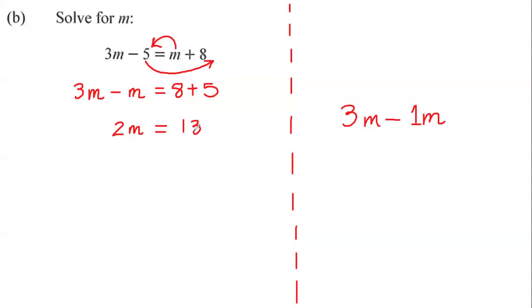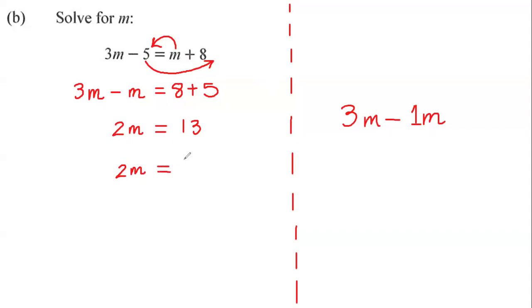So 2m equals 13. And now we have to divide both sides by 2. Why by 2? To get m by itself. The operation between these two is multiplication, so we're going to do the opposite, which is division.